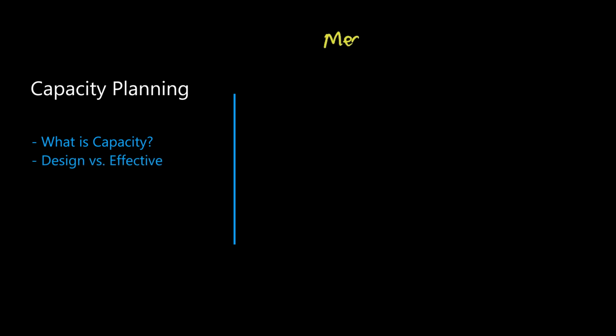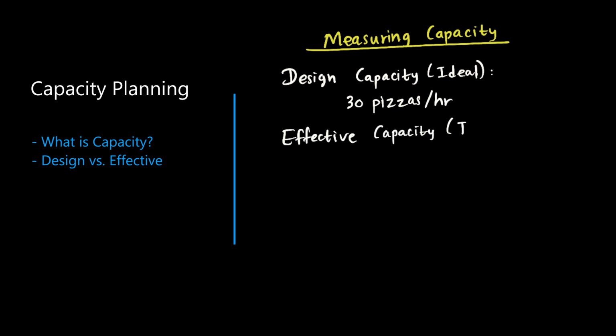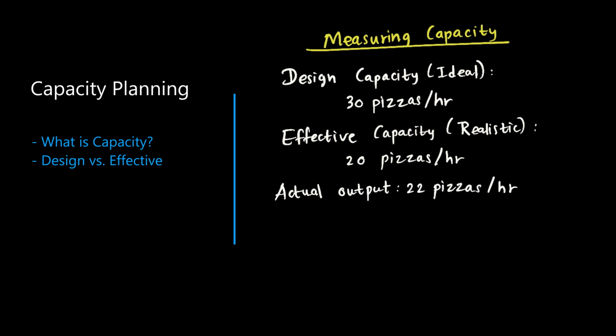There are two important ways to measure capacity. Design capacity is the maximum possible output under absolutely ideal conditions. Think of a pizza oven that could theoretically cook 30 pizzas an hour if it were running non-stop with no delays. Effective capacity is the maximum output rate that can be sustained under normal, realistic conditions. This accounts for things like employee breaks, machine maintenance, and scheduling mix-ups. Our pizza oven's effective capacity might only be 20 pizzas an hour.